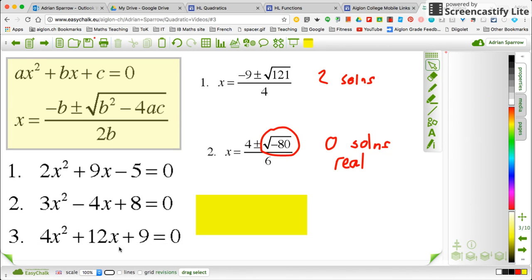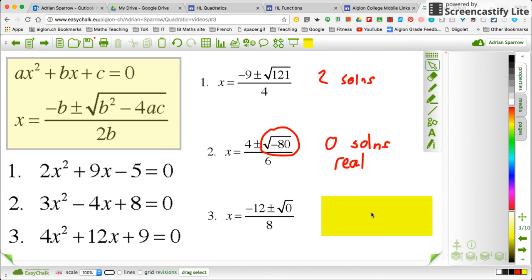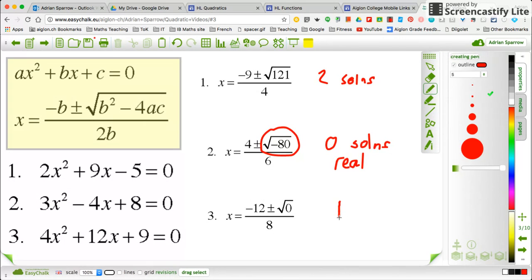And finally, I put all of these into this, and this is an interesting one. I find the square root of 0, which is 0, so I'm doing minus 12 plus 0 divided by 8, and minus 12 minus 0 divided by 8. So for this one, I end up with exactly the same solution, so I have one real solution.